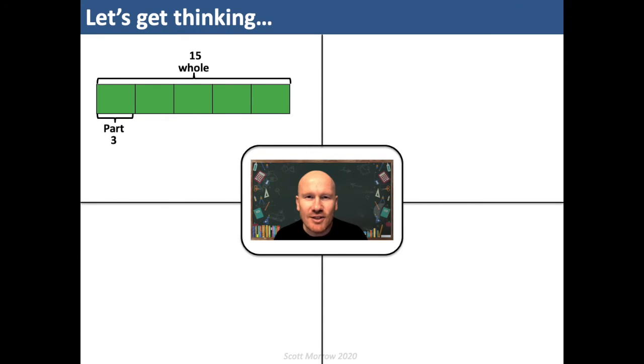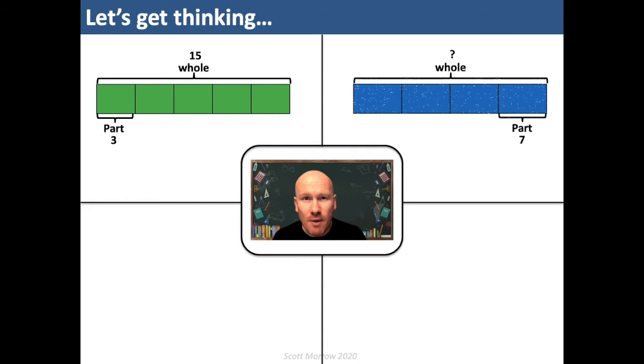This time I'd like you to do the same for that green bar. You've got all the information there. The whole amount is 15, the value of each part is 3, and there are 5 parts. So I'm not wanting you to solve anything here. I want you to come up with a question that fits with that bar.